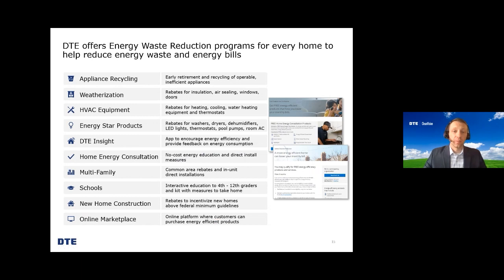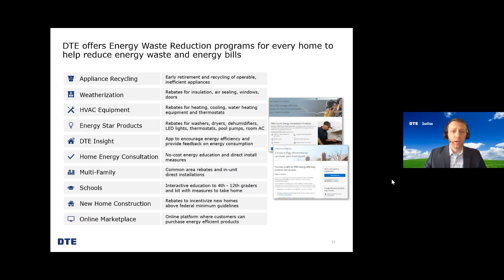As I mentioned, DTE offers a wide variety of programs to ensure customers have access to different pathways on their energy efficiency journey. But please note, these are just some of our more popular programs, not a complete list. The best place to go to learn more about all of our programs is dteenergy.com/saveenergy, which there's a link to included in a later slide. There you'll find ways to get started, different rebates and offers, tips, and different how-to videos.